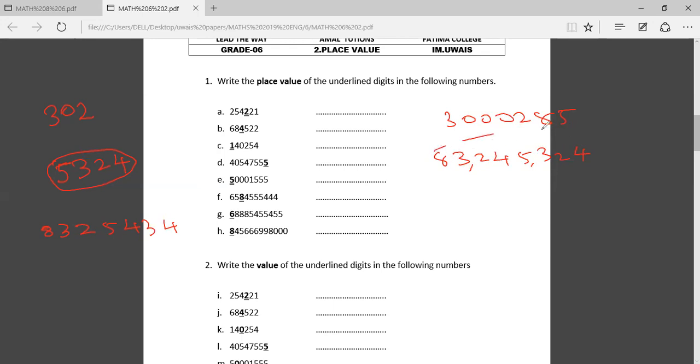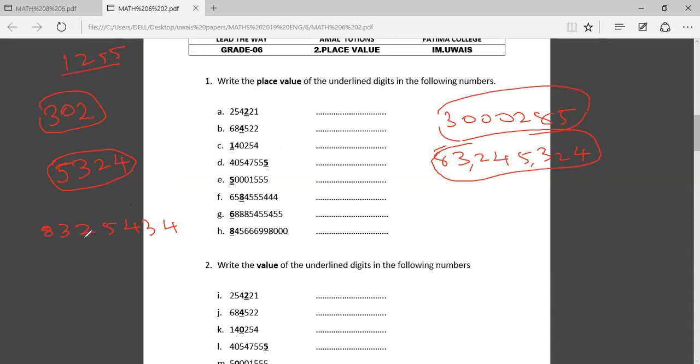Yes, because it is a large number, okay? It is a large number. This one also is a large number. You can read small numbers, okay? You can read this 302, 1,255. You can read these small numbers. But it is difficult to read large numbers.